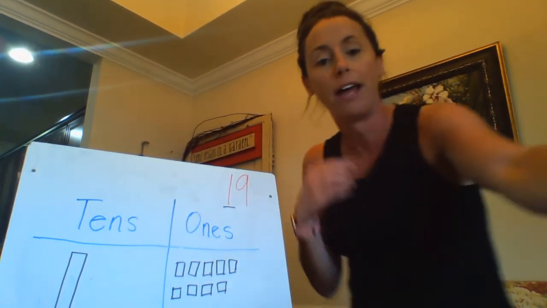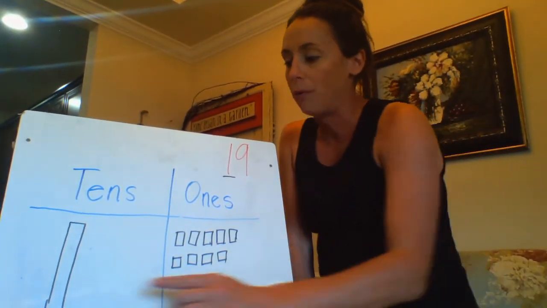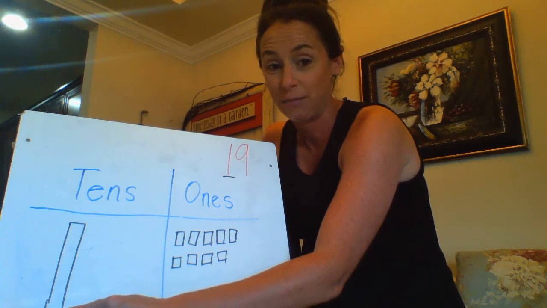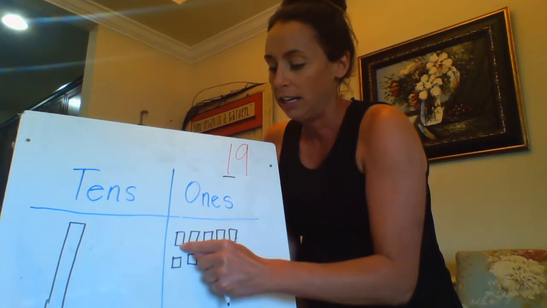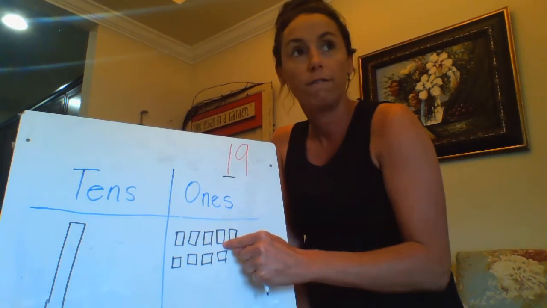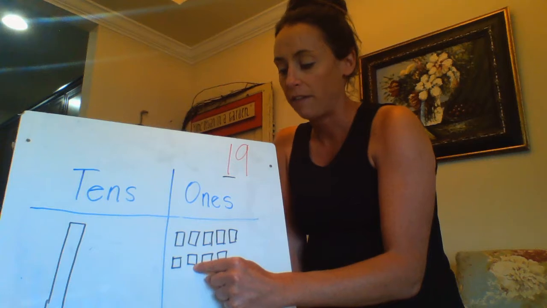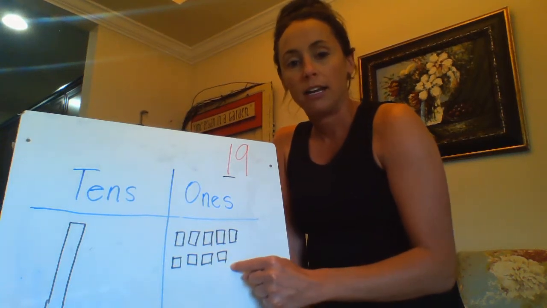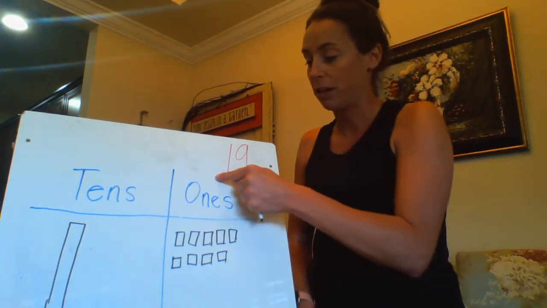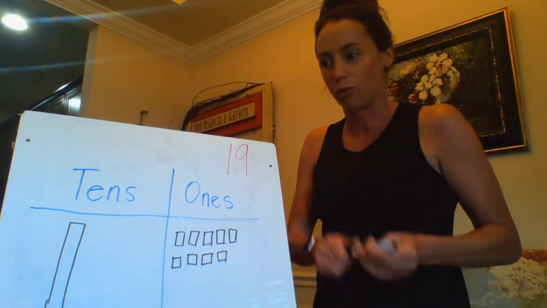So if I were to count that number up, so you can see the whole thing, I would say 10, because that's 10, 11, 12, 13, 14, 15, 16, 17, 18, 19. Does that match the number that we have on top? 19. Yes, it does. Let's do another one real quick.